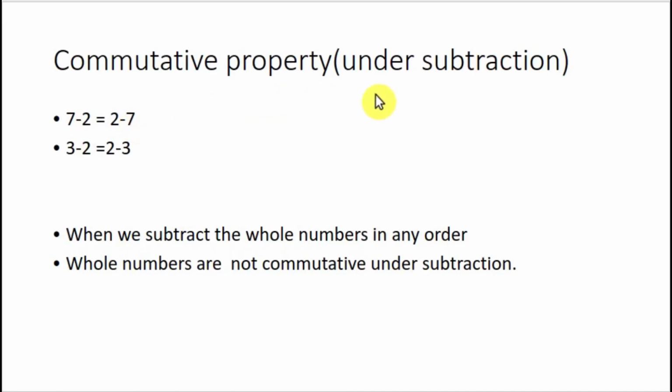Next, commutative property under subtraction. See, 7 minus 2 is 5. Here 2 minus 7 is minus 5. Here minus 5 is an integer. We are not getting a whole number. Okay, 3 minus 2 is 1. 2 minus 3 is minus 1. So when we subtract whole numbers in any order, we are not getting the same answer. So we conclude that the whole numbers are not commutative under subtraction.